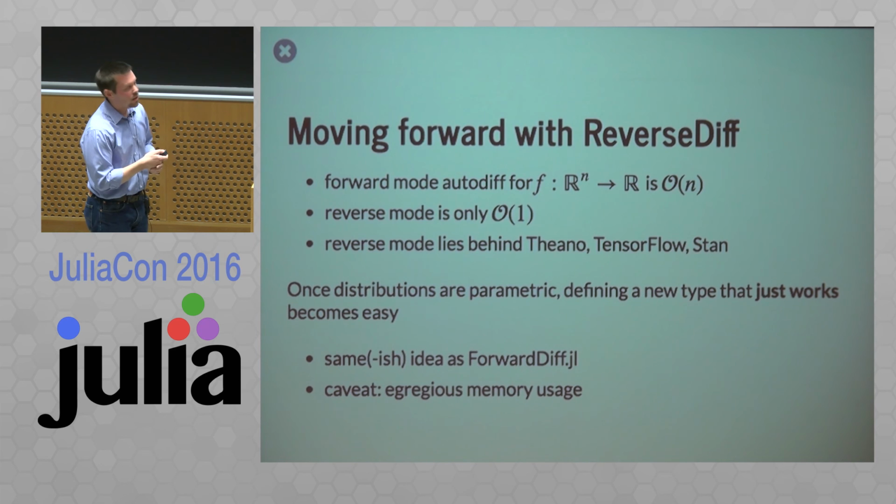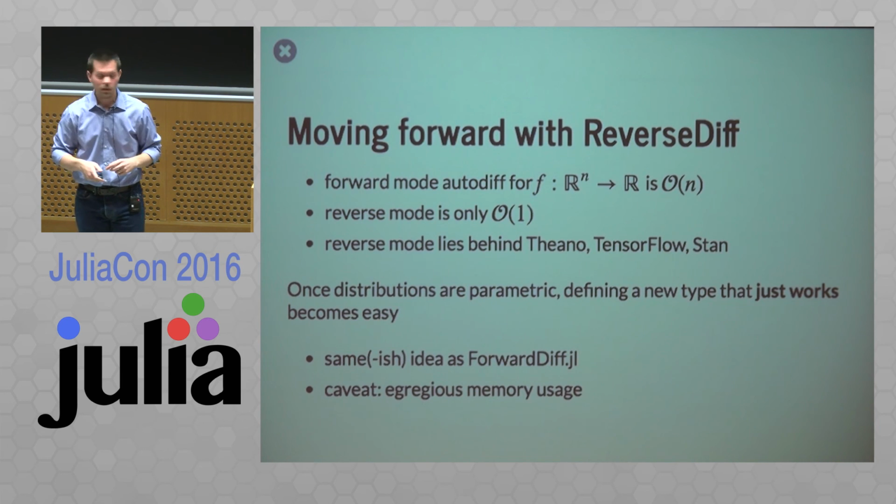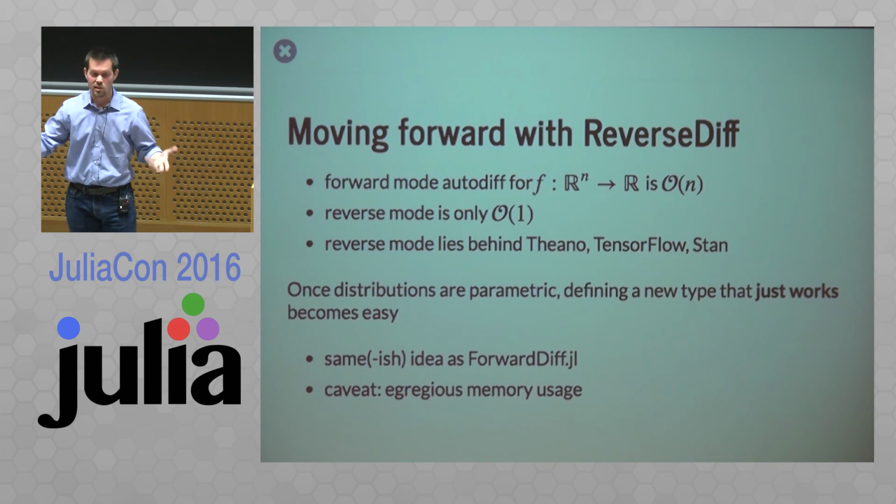If you want to do reverse mode, also called backpropagation, that's order 1. You evaluate the function once forward to set it up and once backward, and then you're done. But reverse mode is really hard because you have to keep all this stuff around in memory.